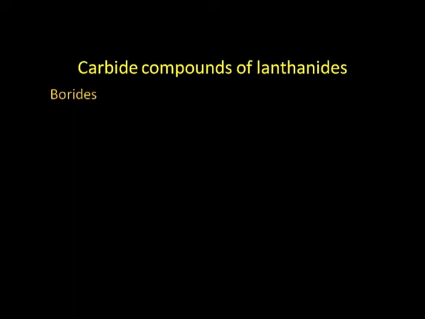Next are the carbide compounds of lanthanides. Carbides of varying stoichiometries are known for the lanthanides. Non-stoichiometry is very common. All of the lanthanides form LnC2 and Ln2C3, which both contain a C2 unit. Such types of carbides are formed.